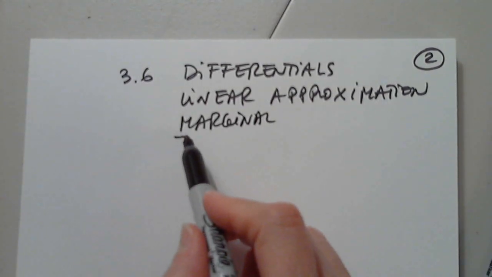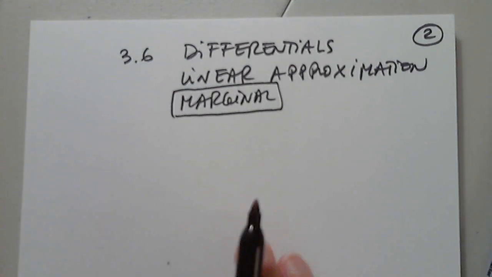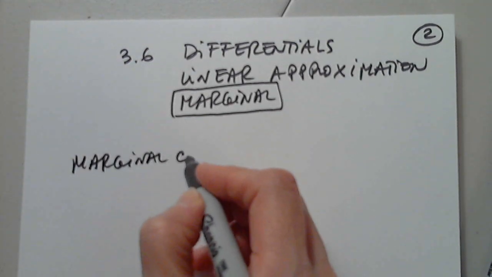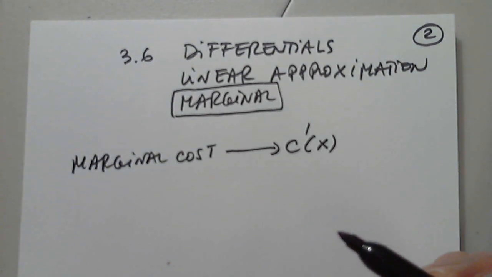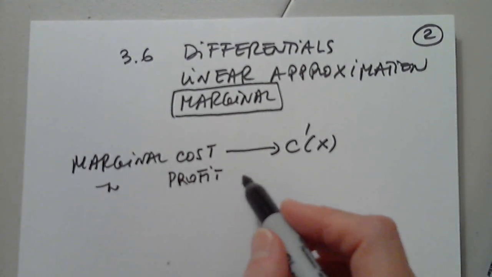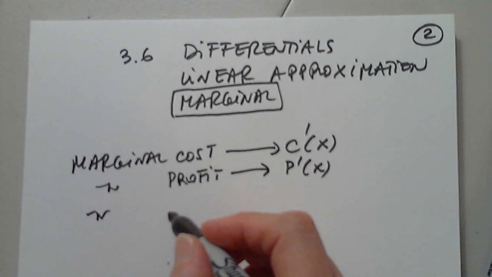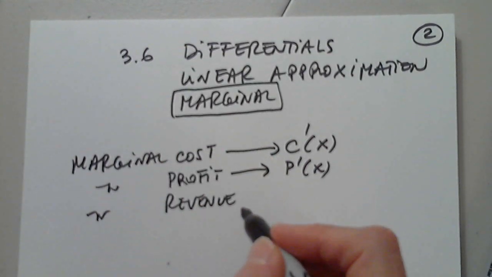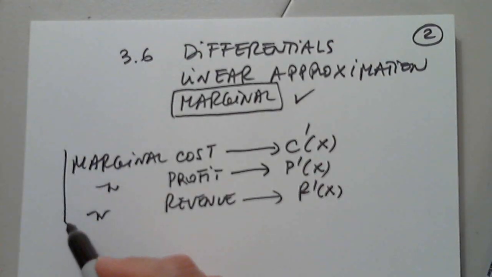And let's start with this because this is the simplest thing to start with from all three. When we're asked to find the marginal cost, we're asked to find C prime. If we're asked to find marginal profit, we're asked to find P prime. When we're asked to find marginal revenue, we're really asked to find R prime of x. That's it.